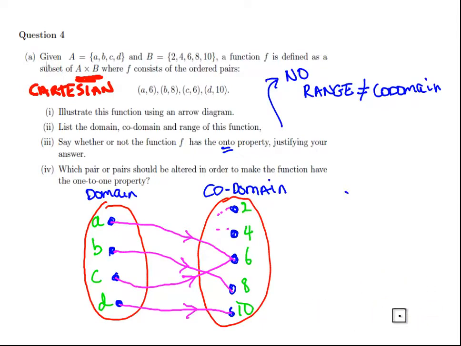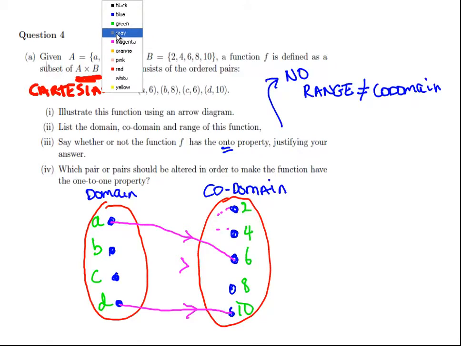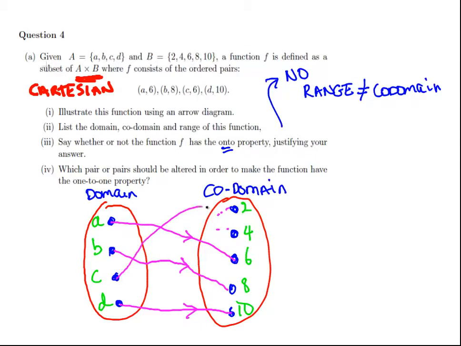Okay. So let's just say, for argument's sake, we are going to remove c6. That one there. That's gone now. So all we're going to do is remove c6, and to have the one-to-one property, essentially we just add it to one of the ones not used already. So that's the change we could make to make the function one-to-one. Alright, that ends this presentation.